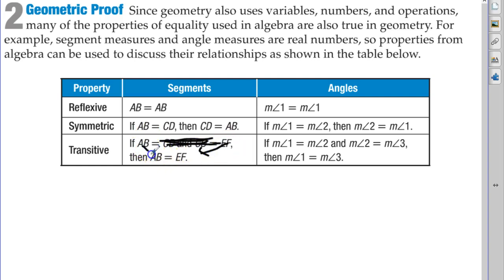I don't write very well with a mouse, so I apologize. Same thing for the angles. If measure of angle 1 equals measure of angle 2, and measure of angle 2 equals measure of angle 3, cut out measure of angle 2, get rid of it, and now measure of angle 1 is equal to measure of angle 3 because these two things are equal to the same thing. Okay. So that's transitive property. And again, we'll use transitive a ton in the next couple sections and in chapter 3.